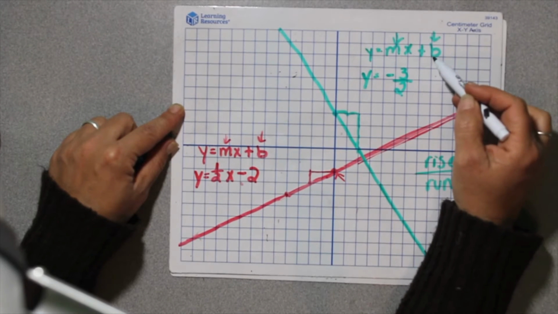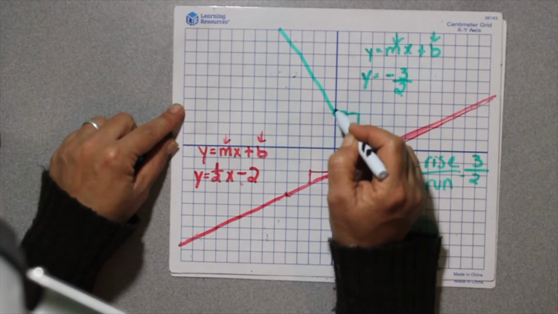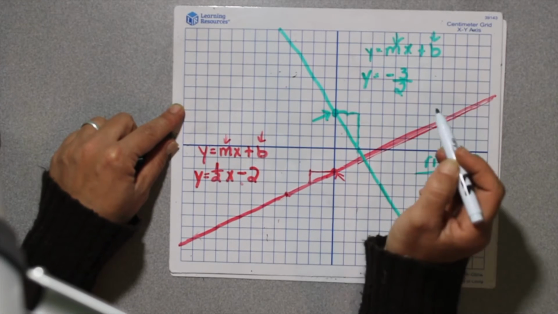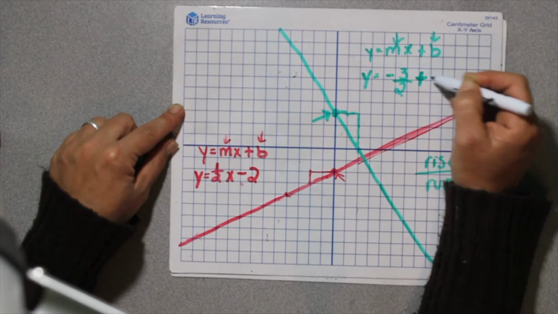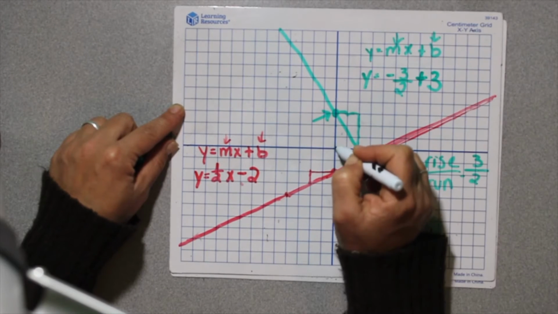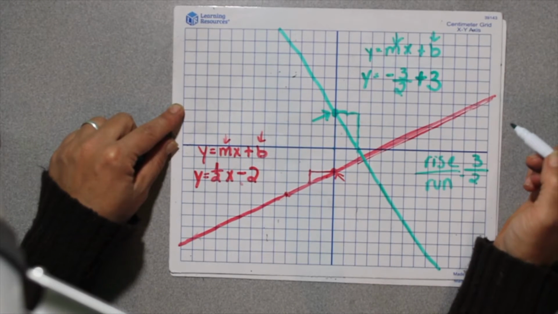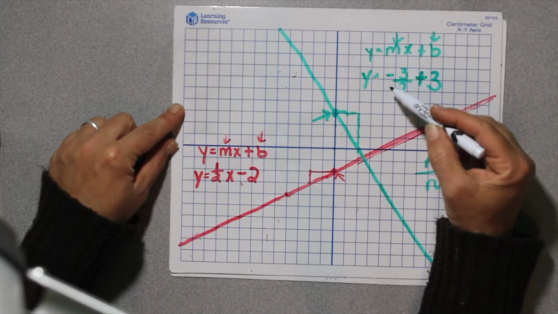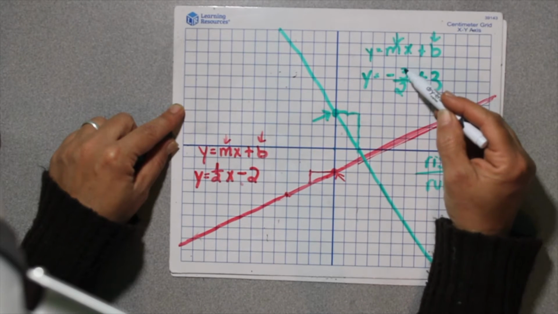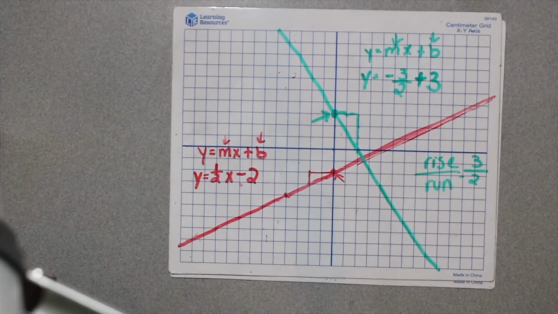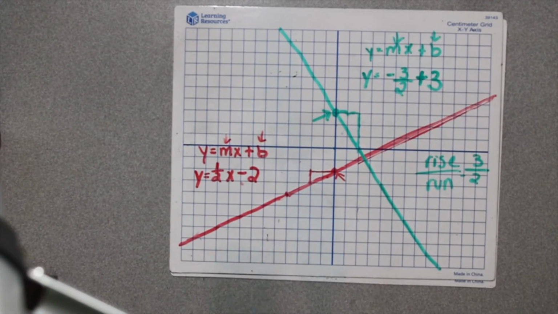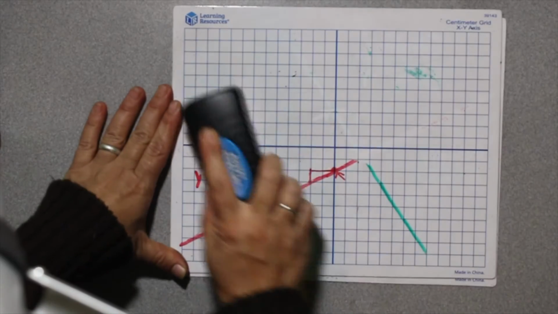Now we need our y-intercept. That's going to be b. So that's where it crosses the y line right there. And that's at 1, 2, 3. So positive 3 because we went up from 0 to 3. So the equation for the green line is y equals negative 3 over 2 x plus 3. All right, pause the video and do the practice problems, and then we'll come back and I'll work them for you.